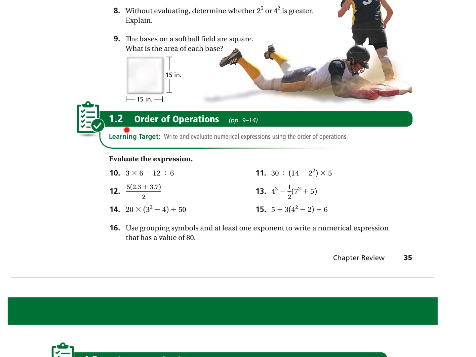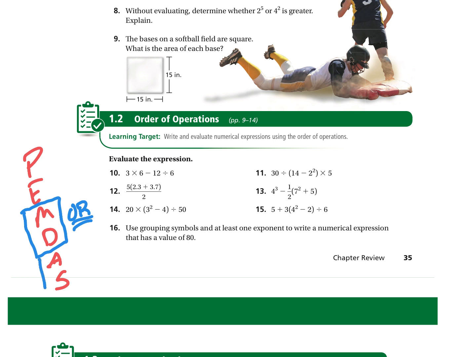1.2 was all about order of operations, so really focusing on understanding how to use PEMDAS. And then remember we talked about how some students get really confused about this part. Remember, you want to do multiplication or division, whichever comes up left to right first. And then the same thing with addition and subtraction: addition or subtraction, whichever comes up first, left to right.